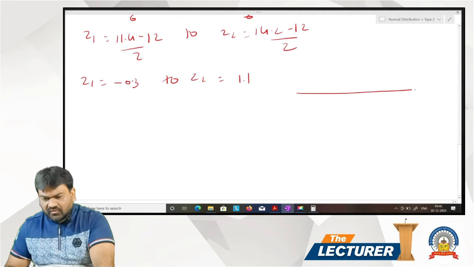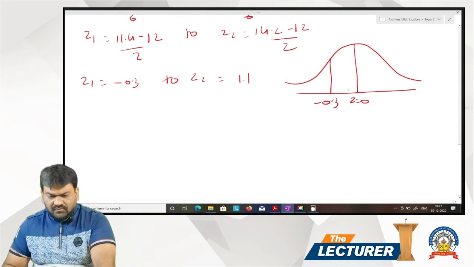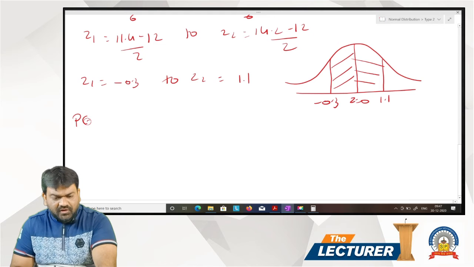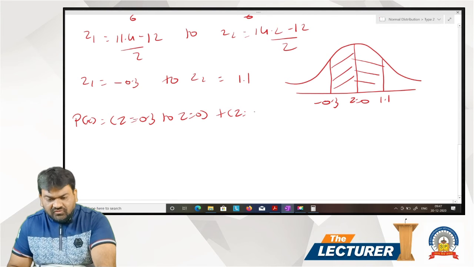1.1 is plus. Draw area under normal curve, that is bell shape. Exact middle z is equal to 0. 0.3 is minus so left hand side, 1.1 is plus so right hand side. The area between both of them. So probability P of x is equal to z is equal to -0.3 to z is equal to 0 plus z is equal to 0 to z is equal to 1.1.